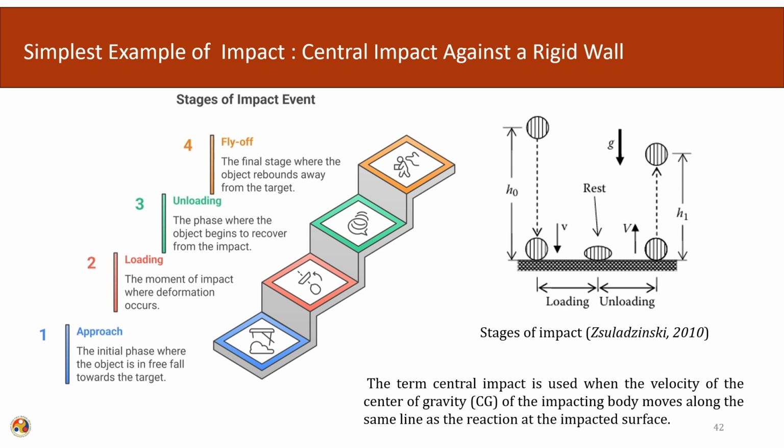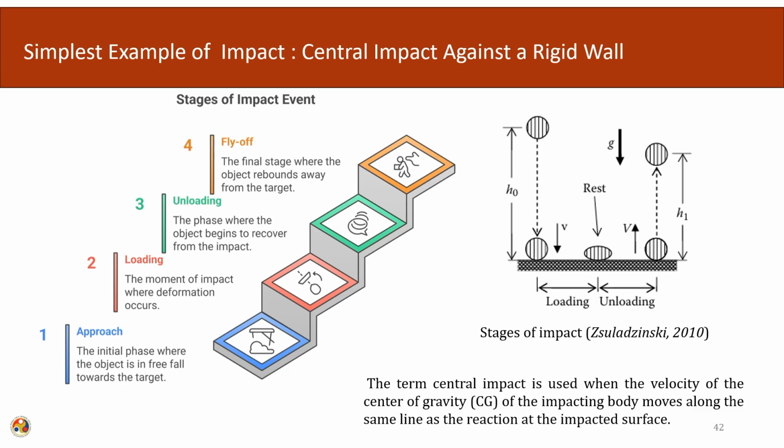The third phase is called unloading. This is the phase when the object begins to recover from the impact. It means that the impactor has left contact with the target body. The final stage is called the fly off. This is the final stage where the object rebounds away from the target. In the figure we can see the different phases associated with the impact.